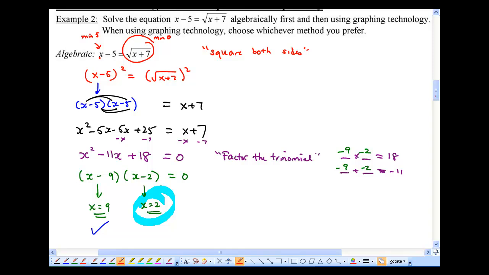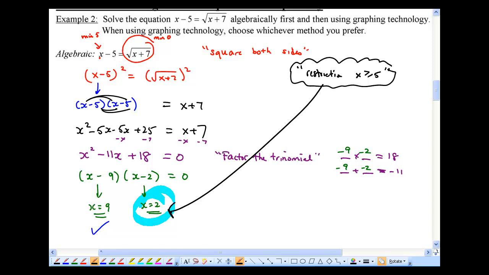Or the domain, or the restriction in this case, and we didn't write this down earlier, did we? Our restriction here is that your x value has to be bigger or equal to 5, because the right-hand side's minimum is 0. So because we didn't put this restriction down, when we solved, we said, oh yeah, x equals 9 and x equals 2. But x equals 2 is what we call an extraneous root. The algebra makes sense, but when we double check and plug it back in, it doesn't.